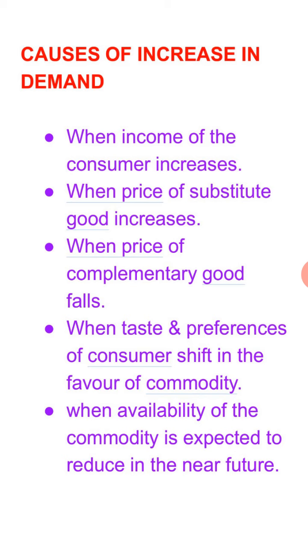Second, when price of substitute good increases. As soon as the price of coffee increases, people will start buying more and more tea. ठीक है, तो जैसे ही सब्सिट्यूट गुड के प्राइस इंक्रीज होंगे तो जो कमोडिटी है उसकी डिमांड भी क्या हो जाएगी? इंक्रीज होगी. When price of complementary good falls, for example, if the price of petrol decreases, obviously the demand for the scooter, for the car, for the bike will increase. So whenever the complementary good's price decreases, it will result in the increase in demand at the existing price.